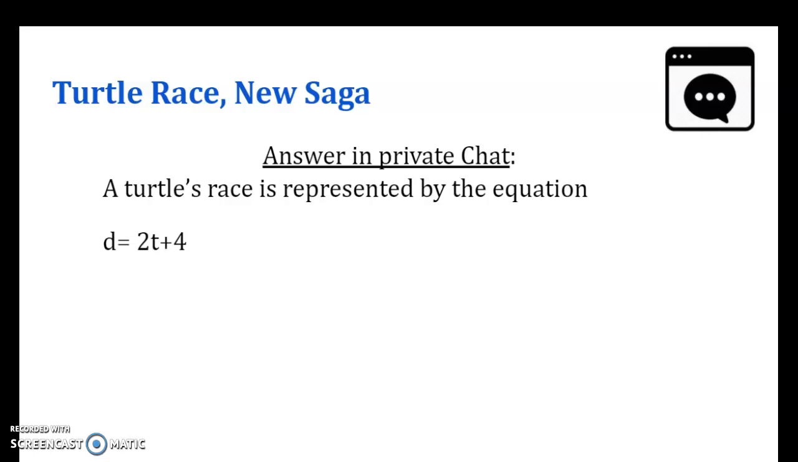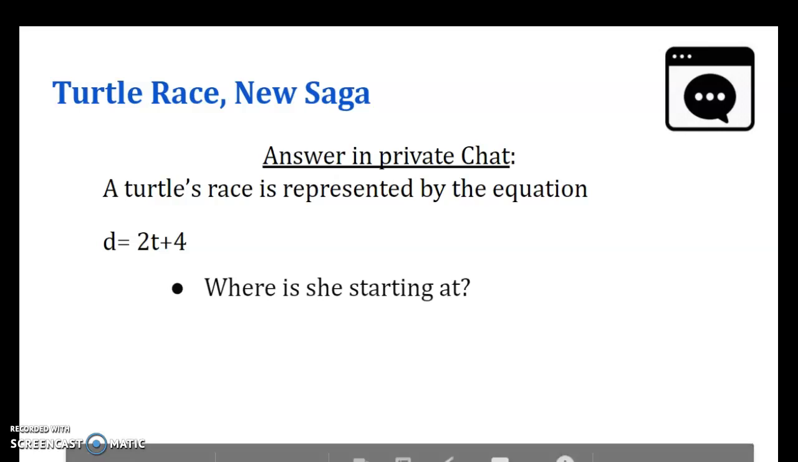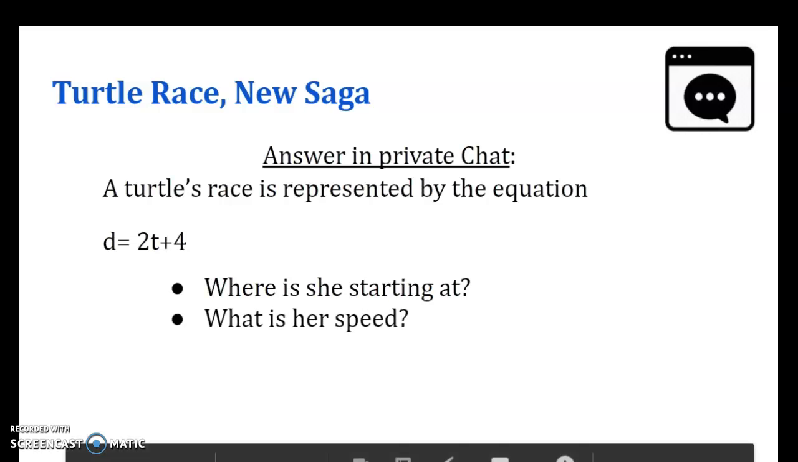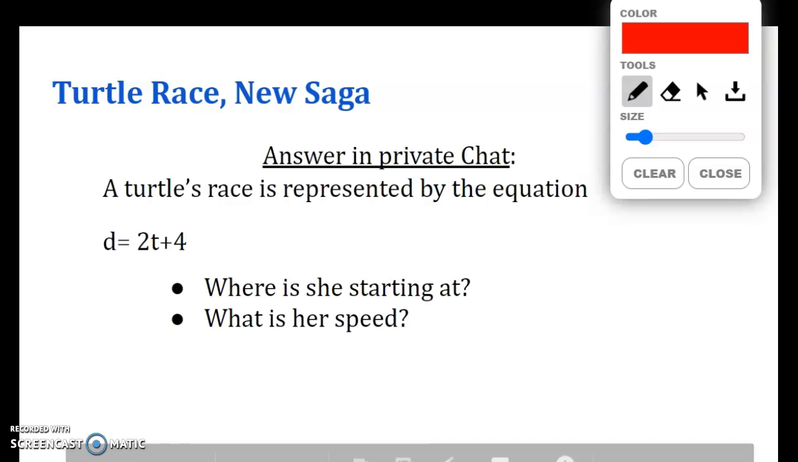We're going to try a different scenario. A turtle race is represented by d is equal to 2t plus 4. In this case, can you figure out where she is starting at? Is the 2 the number that's going to tell me the starting line, or is it the 4 that's going to give me where it is starting at? Remember, 2 is the slope, 4 is the y-intercept.